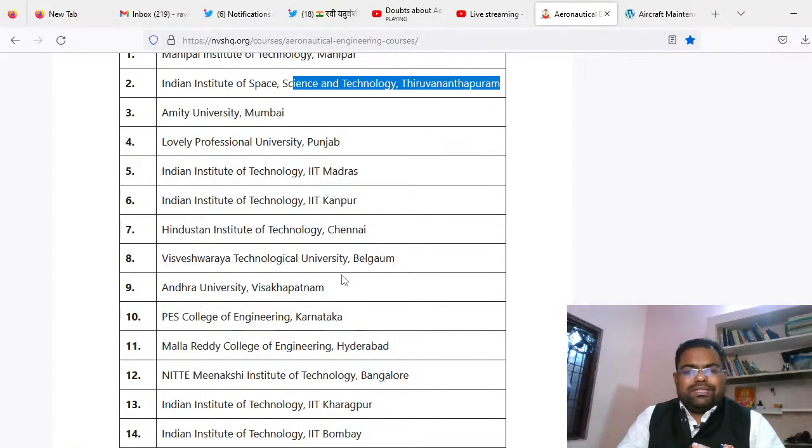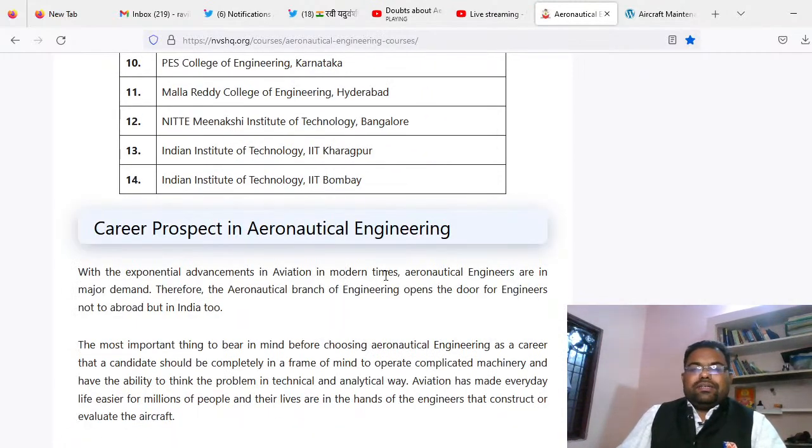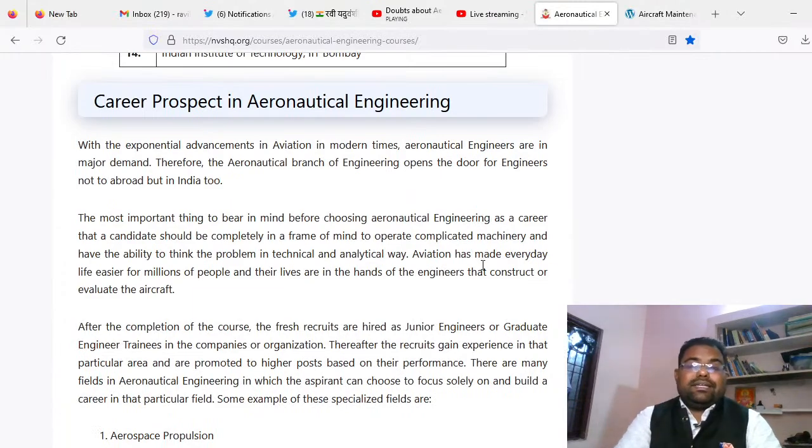So these are some of the notable universities where, if you join, there is a guarantee that after 4 years of completing this course, you will end up with a core job. This is regarding the aeronautical career prospects. Aeronautical engineers are getting recruited in multinational companies like Airbus, Boeing, Textron. They are working with Quest Global, right, for design and development of the aircraft.